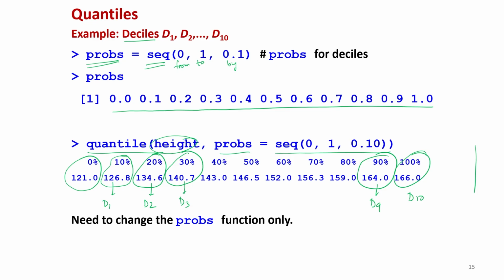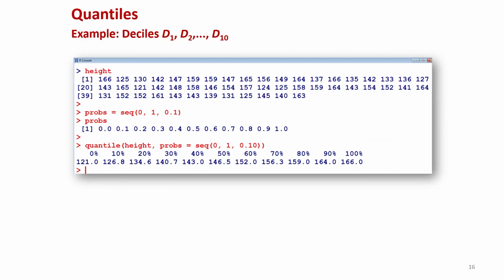So you can see you just need to change only the probs function according to your requirement, right? And this is the screenshot of the same.